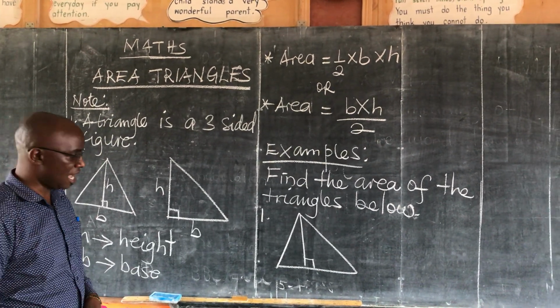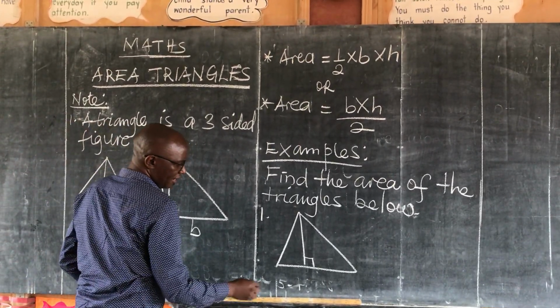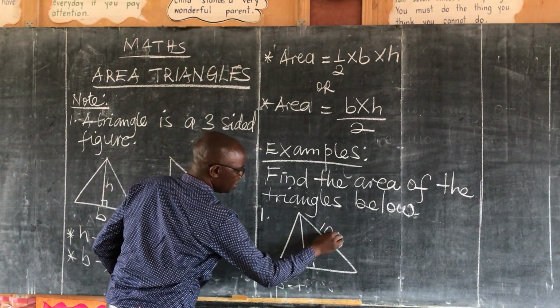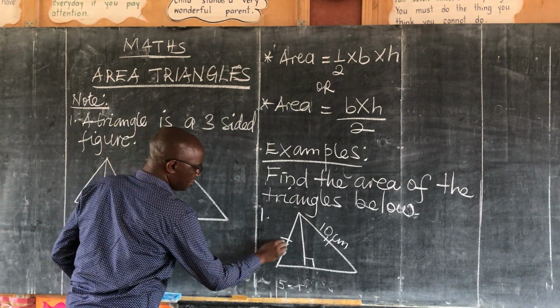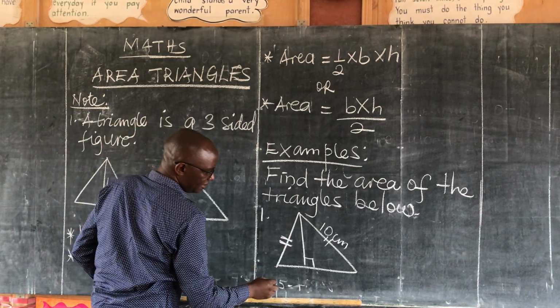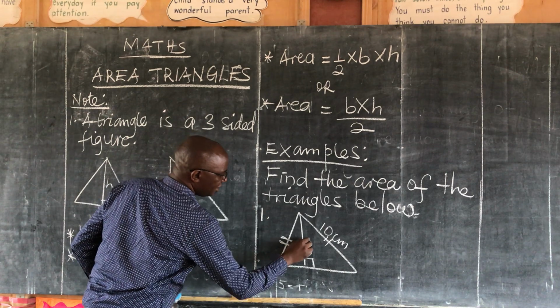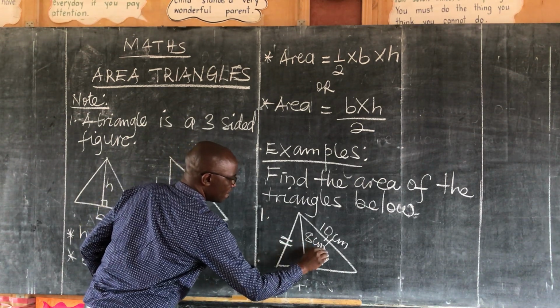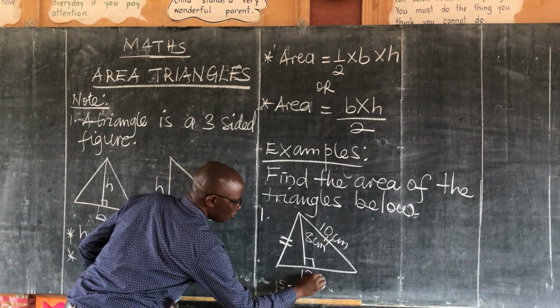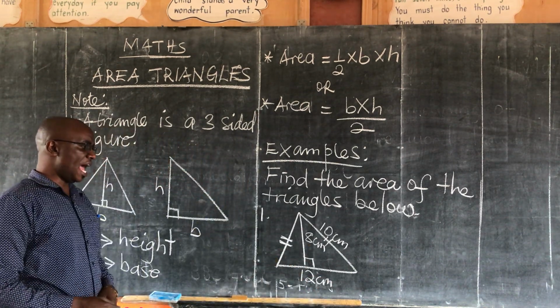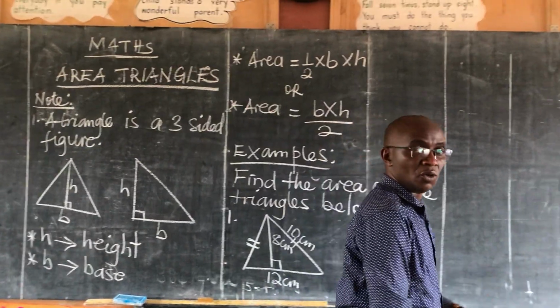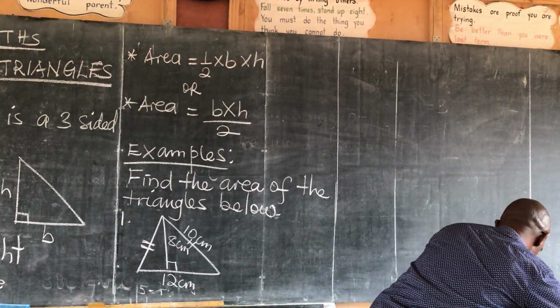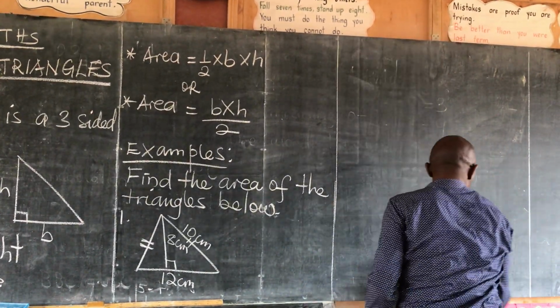Assuming this is our triangle, and here it is 10 centimeters. The height is 8 centimeters, and its base is 12 centimeters. And we have been asked to find the area of the triangle.